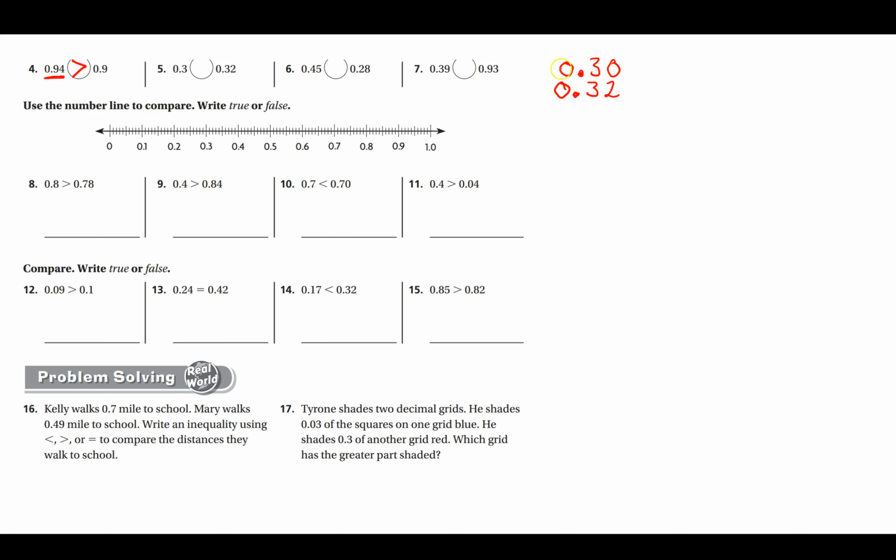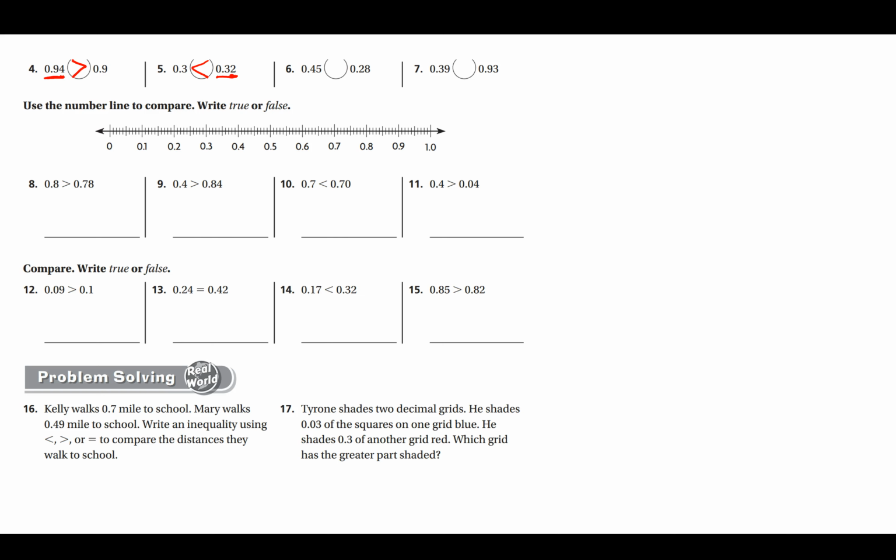I start all the way to the left. In the ones place, 0 and 0 are the same size. They're both equivalent, so we go to the tenths place. 3 and 3 are equal, so I haven't decided which one's bigger yet, so I go to the hundredths place. 0 and 2. 2 is bigger than 0, so the number that has the 2 in the hundredths place, which was 32 hundredths, is the larger number. So 3 tenths is less than 32 hundredths. And then you would continue that same strategy on 6 and 7.